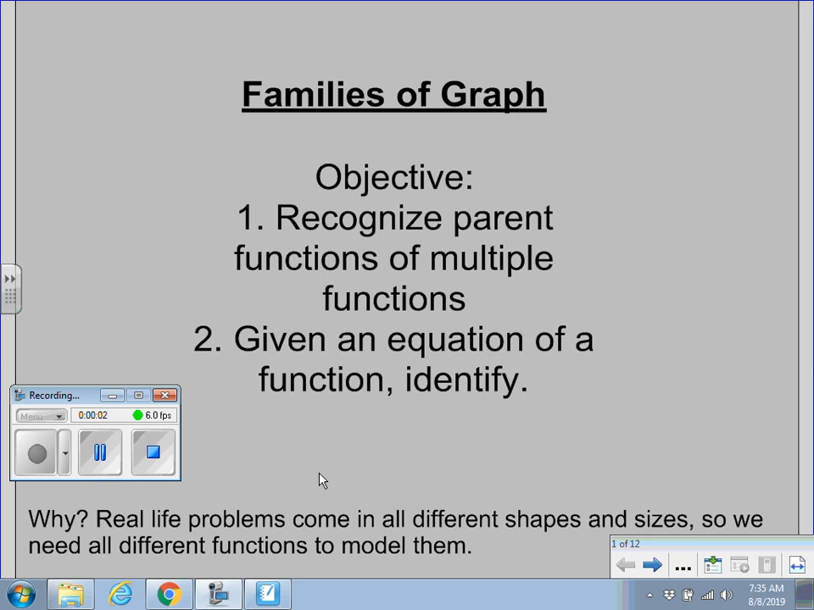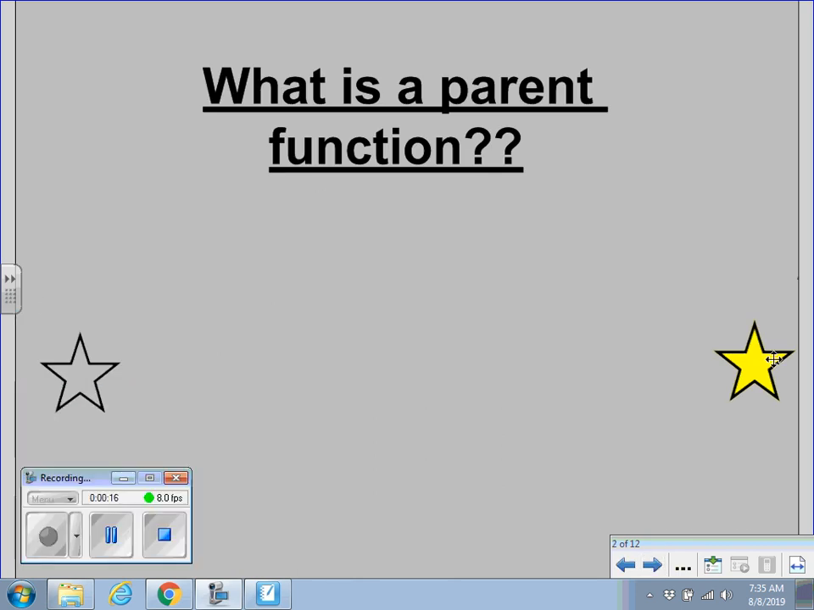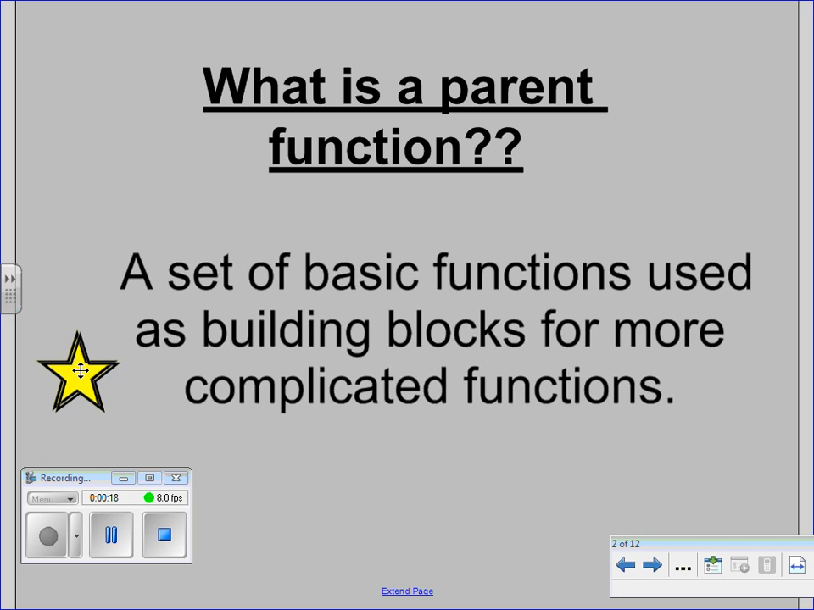Hey everyone, in this video we're going to learn about our families of functions, specifically our parent functions. We're going to be able to recognize them by the equation as well as the graph, and look at some specific key characteristics of each. The first question you should be asking yourself is, what is a parent function? A parent function is just a set of basic functions used as building blocks for more complicated functions.